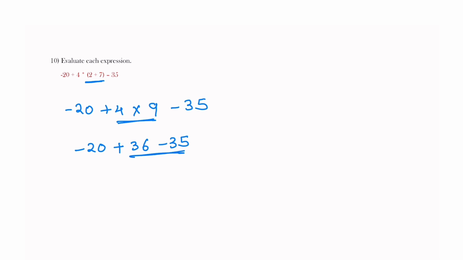Now here, bracket first. So minus 20 plus 4 times 2 plus 7 is 9 minus 35. Now this multiplication here. Minus 20 plus 4 times 9 is 36 and minus 35. Very close numbers, easy to solve. So minus 20 plus 1, which is equal to minus 19, and it's done.